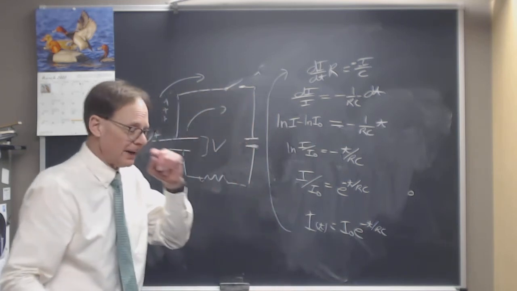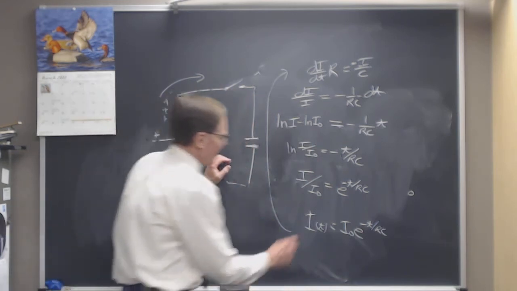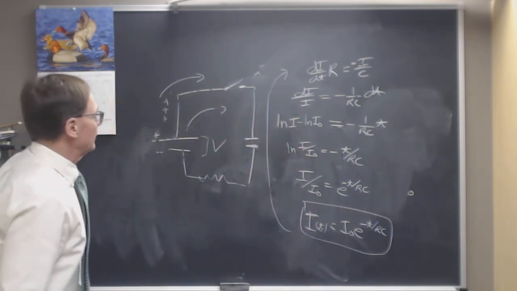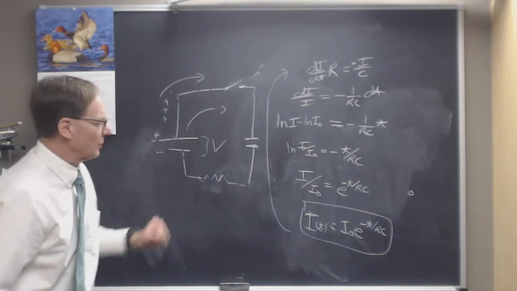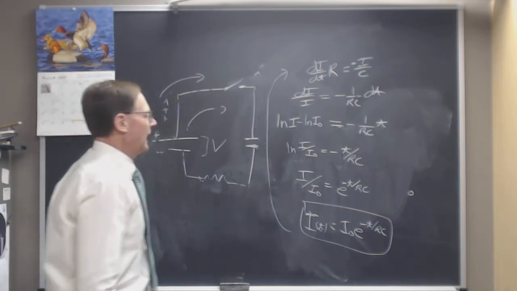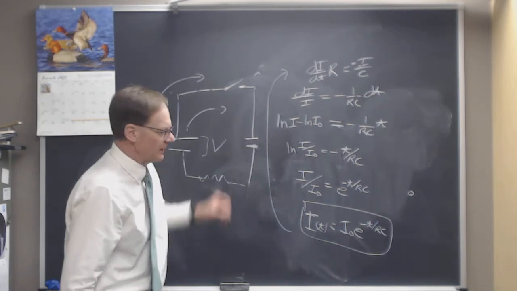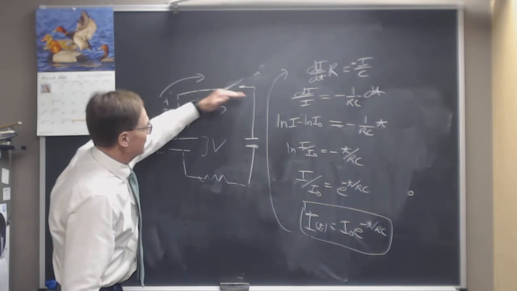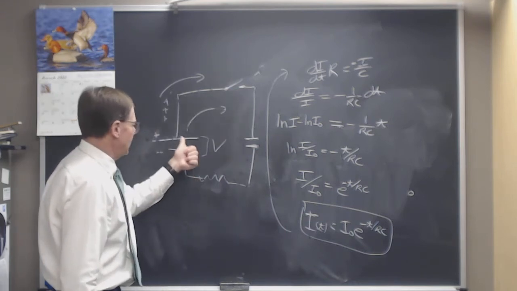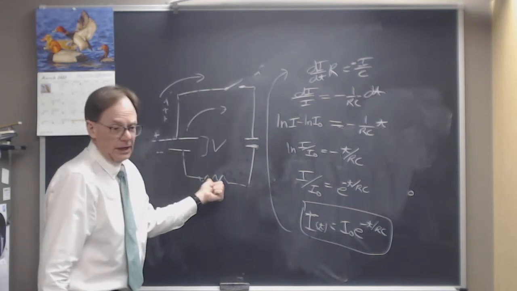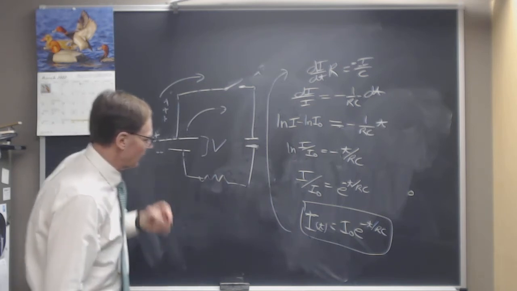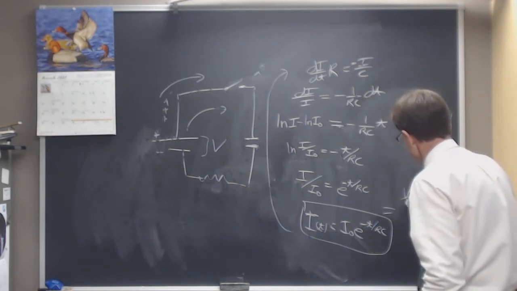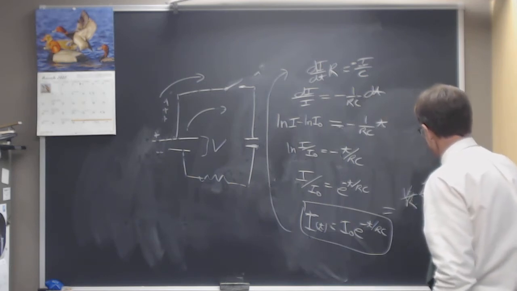So for a charging capacitor, we get this idea that that's what the current is as a function of time. We close the switch and we charge the capacitor. We start with 0 charge, and we end up with full charge on there. What happens to the current is the current goes away. I naught, what is I naught? It's the initial current that flows in this circuit. It's going to be the V of the battery divided by R from Ohm's law. So we got V over R. We could write this as V over R e to the minus t over RC.